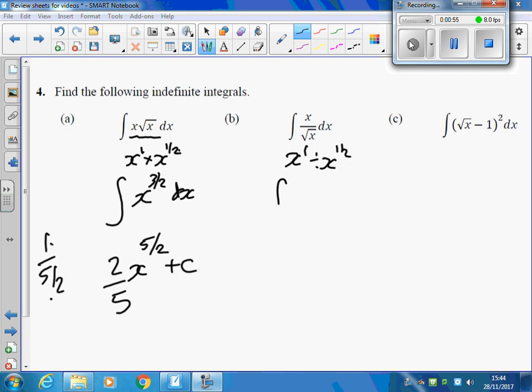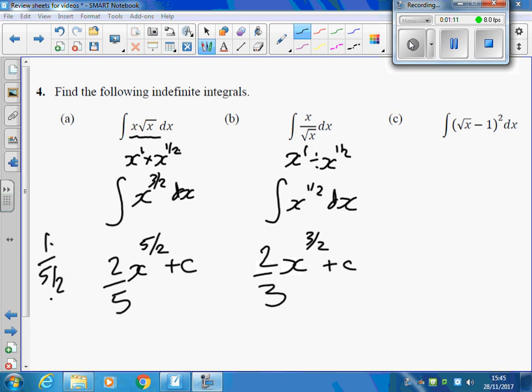So here I've got x to the power of 1 divided by x to the power of a half. So my question here is actually x to the half dx. Same idea, power goes up by 1, divide by that power, which is the same as timesing by that power upside down. And there's that answer.